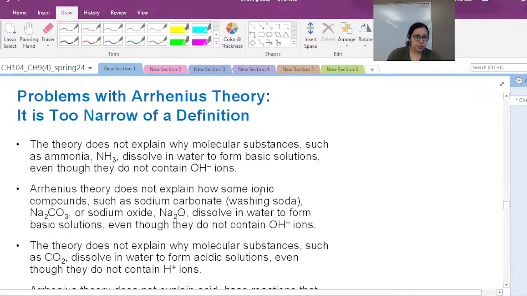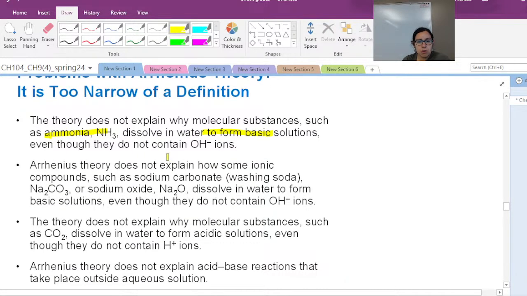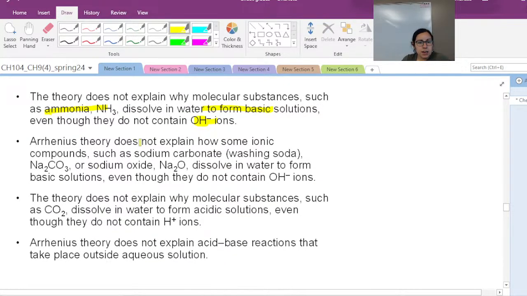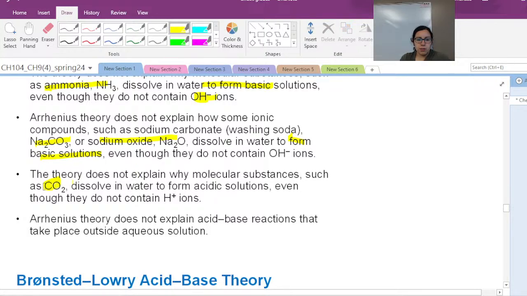The problem with this is that it's too narrow of a definition. It doesn't explain why ammonia is basic, even though there are no OH ions. It also doesn't explain how sodium carbonate or sodium oxide also form basic solutions, and it doesn't explain why CO2 can form acidic solutions.